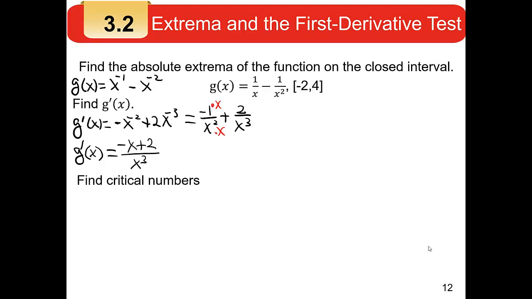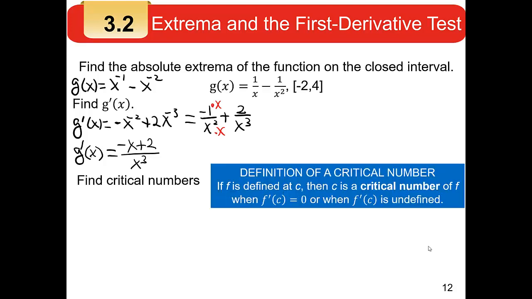Why did I do that? Because I want to find the critical numbers. The critical numbers come from setting the derivative equal to 0 and looking at where the derivative is undefined. When you have a simple fraction, and this is another reason I wanted to write this as a simple fraction, if you want to see where it's equal to 0, really all you have to worry about is when is the numerator equal to 0, because the only time a fraction can be 0 is if its numerator is equal to 0.